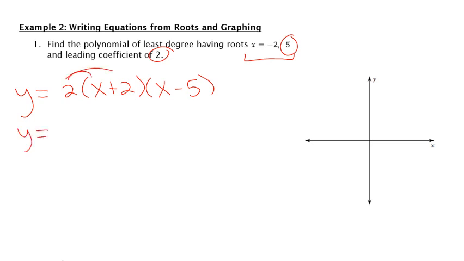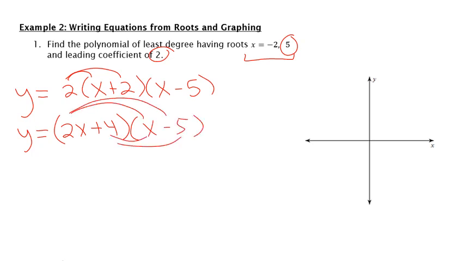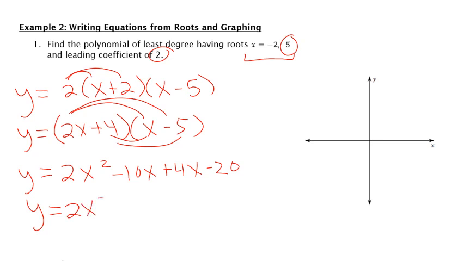If I want to distribute the 2 first, I can because there's no parenthesis there. And nothing really too different. It's just, again, a little tedious, but same thing as before. So I would get here 2x squared minus 10x plus 4x minus 20. 2x squared minus 6x minus 20.